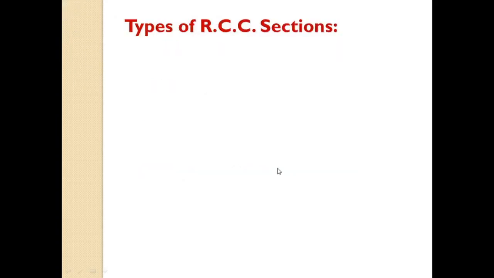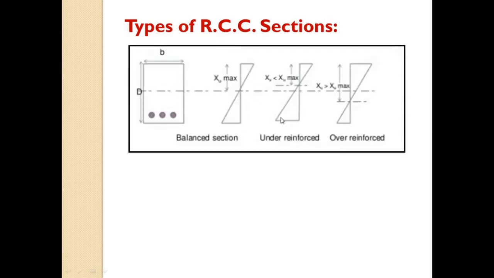Next point is the types of section. From the percentage of steel or the neutral axis distances, that is xu max and actual xu, we can define the sections: balanced section, under-reinforced section, and over-reinforced section. Here you can see one section with width b and total depth capital D, and the effective depth is from the top fiber to the center of the reinforcement, that is small d.